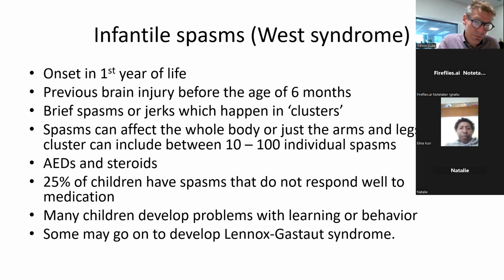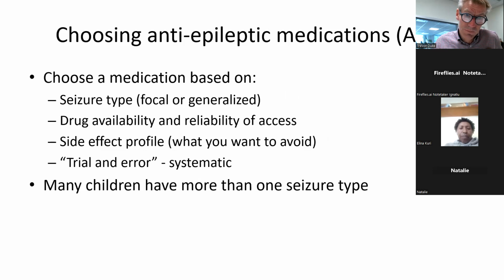Many of these children go on to develop problems with learning or behavior. Some of them can grow out of it, they can get better, but many go on to develop other epilepsy syndromes throughout childhood. So this is a harder to treat condition, whereas benign Rolandic epilepsy and juvenile myoclonic epilepsy and childhood absence seizures are a bit more satisfactory to treat, and the children often grow out of the condition, or certainly you can get their epilepsy under good control.